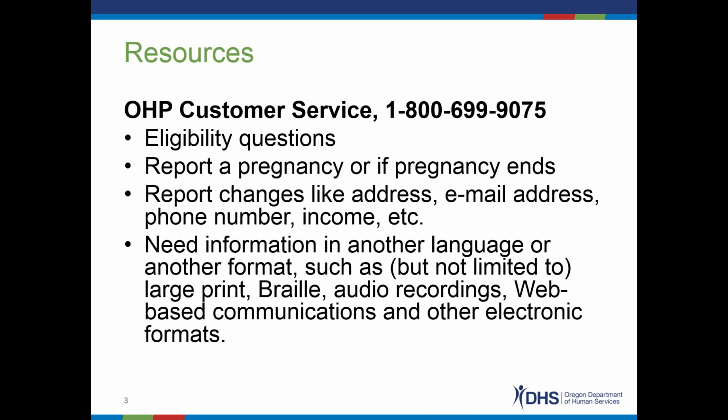So the first, as many of you are very well familiar with, is the OHP customer service line. That's the 1-800-699-9075. They're available for members asking questions about eligibility, reporting pregnancies or if pregnancies end, reporting changes like address, email address, phone number, income, etc., or if members need information in another language or another format. Those are some things that the OHP customer service line can help with, though as many of you community partners know, you also have a special line dedicated just for you. That is always available as well.